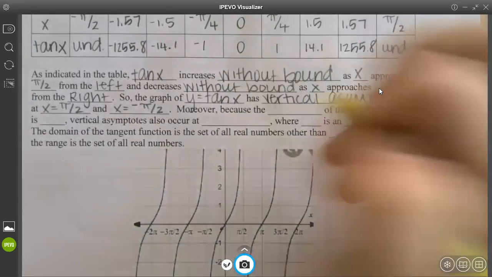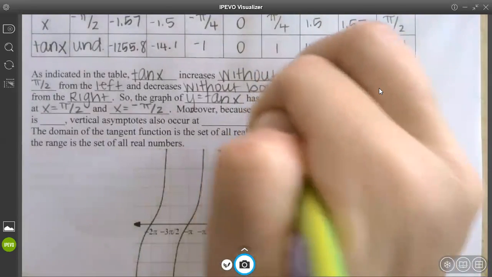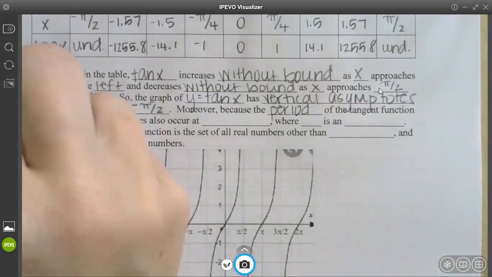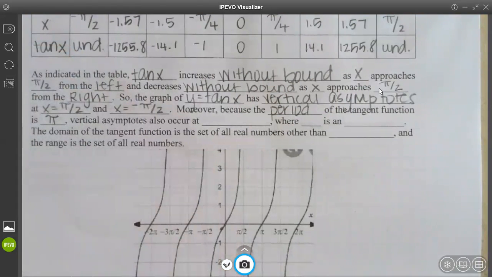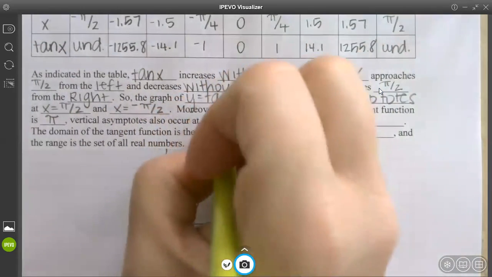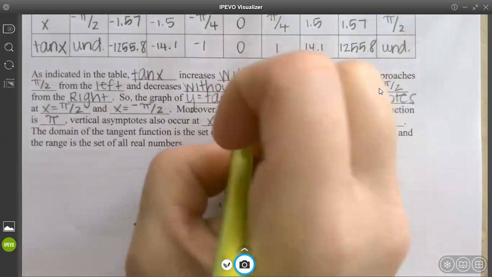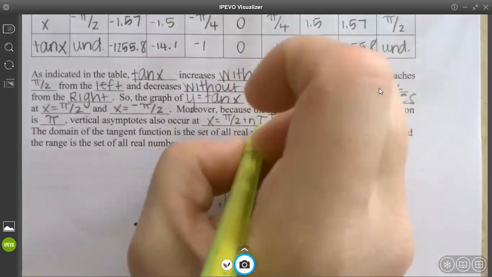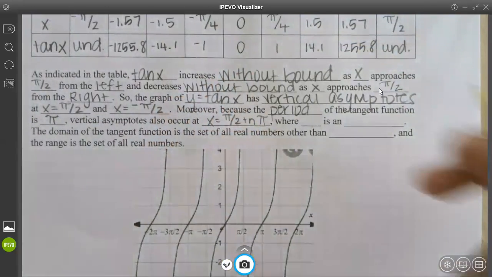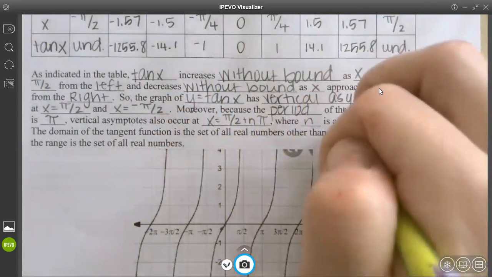Moreover, because the period of the tangent function is pi, vertical asymptotes also occur at x equals pi over 2 plus n pi, where n is an integer.